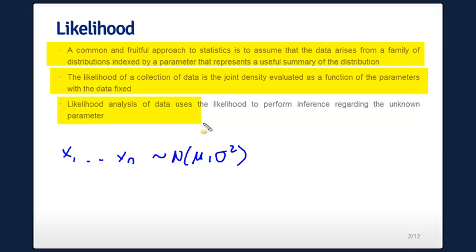So the likelihood is a central topic in all aspects of statistical inference, but there is a way in which you can directly use the likelihood to perform inference regarding the unknown parameter.